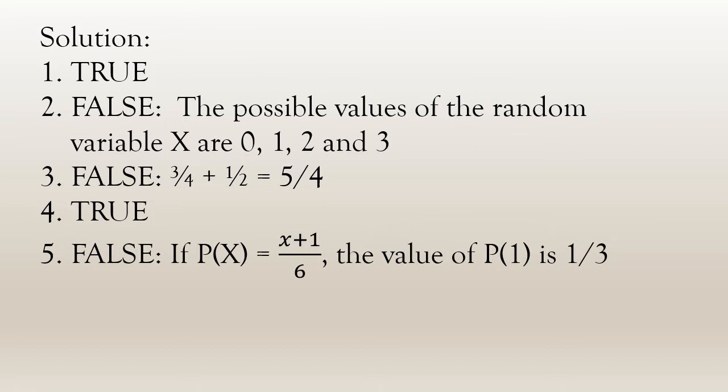For number 1, ang sagot po natin ay true. For number 2, false. Because the possible values of the random variable x are 0, 1, 2, and 3. For number 3, it is also false. 3/4 plus 1/2 is equal to 5/4 or 1 1/4. For number 4, true. For number 5, false. If p of x is equal to x plus 1 over 6, the value of p of 1 is 1/3.